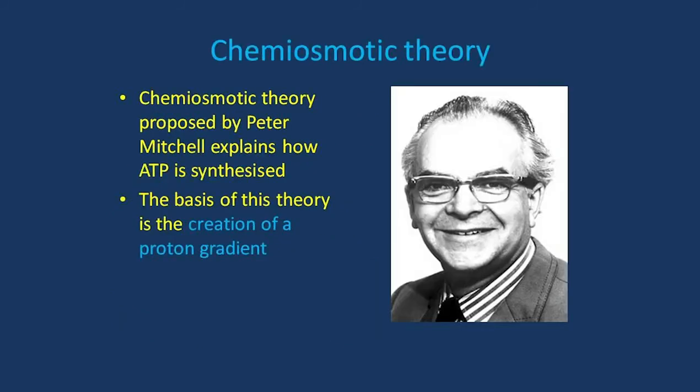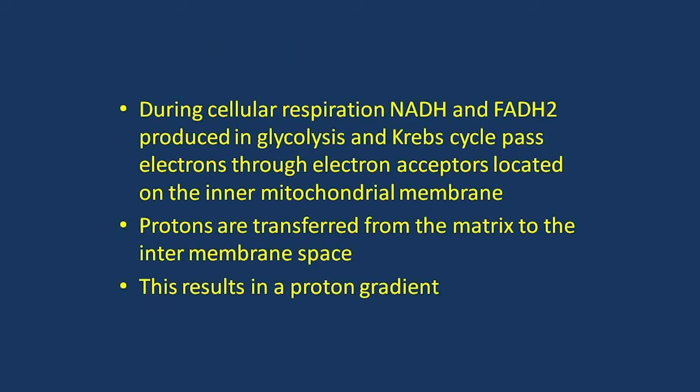Now let us look at how ATP is synthesized. Chemiosmotic theory, proposed by Peter Mitchell, explains how ATP is synthesized. The basis of this theory is the creation of a proton gradient. During cellular respiration, NADH and FADH2, produced during glycolysis and Krebs cycle, pass electrons through electron carriers located at the inner mitochondrial membrane. They usually belong to a group of proteins called cytochromes.